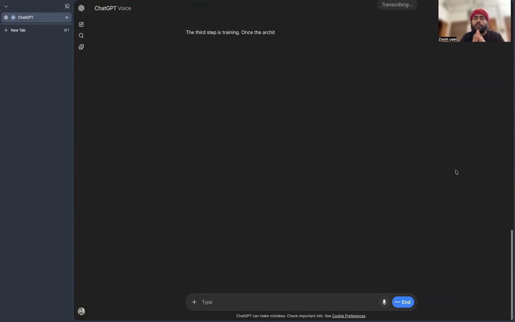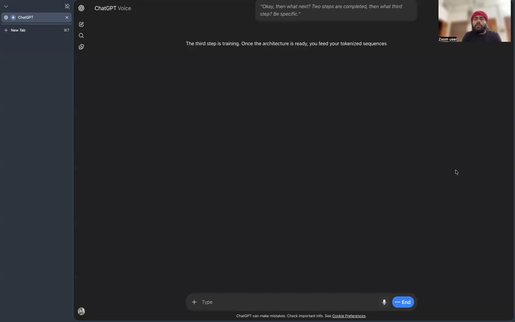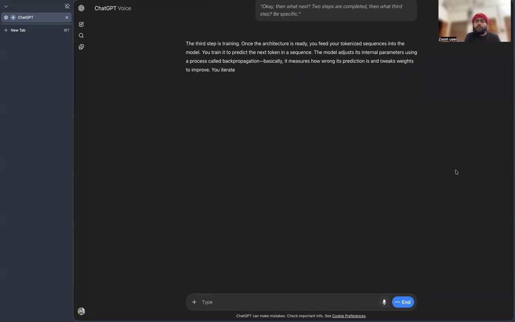The third step is training. Once the architecture is ready, you feed your tokenized sequences into the model. You train it to predict the next token in a sequence. The model adjusts its internal parameters using a process called backpropagation. Basically, it measures how wrong its prediction is and tweaks weights to improve. You iterate this over many batches of data until the model generalizes well. Once training is done, you evaluate it on unseen text. If it predicts well, congratulations, you've built a language model.